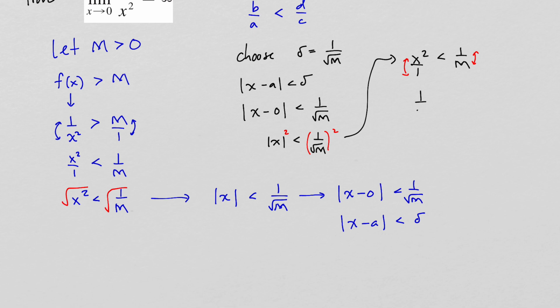I'm going to get 1 over x squared is greater than m over 1. But again, that is f of x is bigger than m. So as long as I choose my delta to equal 1 divided by the square root of m, that's how close x needs to be to 0 in order for the function value to be greater than m, no matter how large we choose that value of m to be.